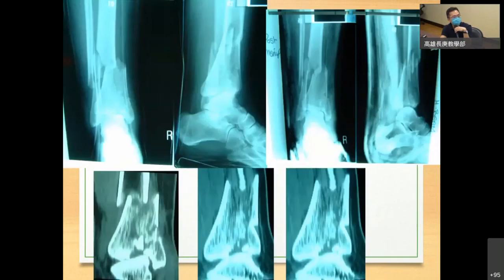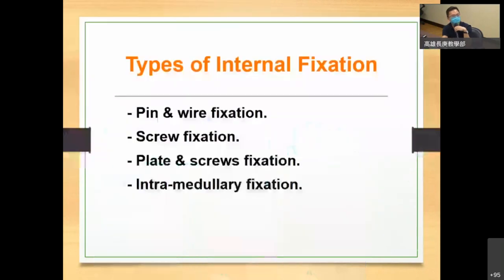Okay, like this picture. This picture shows an ankle fracture, a distal tibial fracture, but the fracture line involves the ankle joint. According to the CT, there is articular involvement. So I think it's not easy to get a good reduction by conservative treatment. So this fracture will require internal fixation, with good open reduction and then internal fixation.